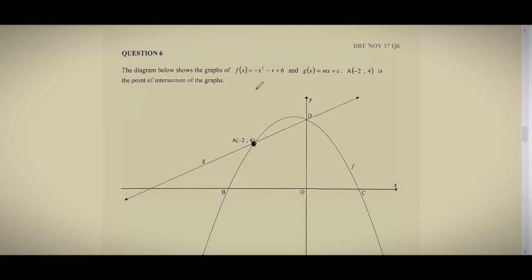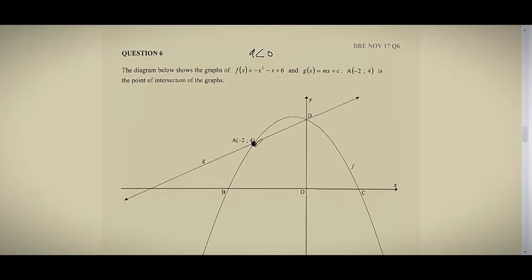So, okay, now we can see that the a here is less than 0, negative, hence we have a concave down graph. So make sure that you analyze your diagram correctly before you even start answering the question.